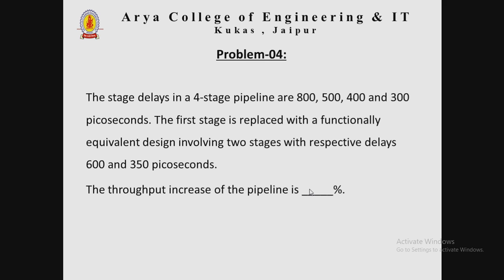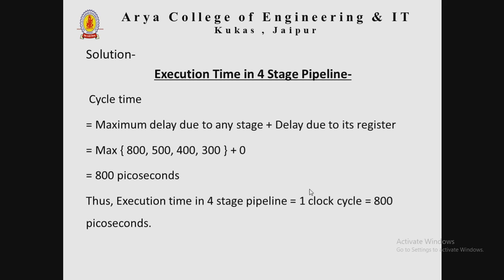Moving to the last problem, problem 4, we are reading out that the stage delays in a 4-stage pipeline are 800, 500, 400 and 300 picoseconds. The first stage is replaced with a functionally equivalent design involving 2 stages with respective delays 600 and 350 picoseconds. Now we have to calculate the throughput increase of the pipeline in percentage.